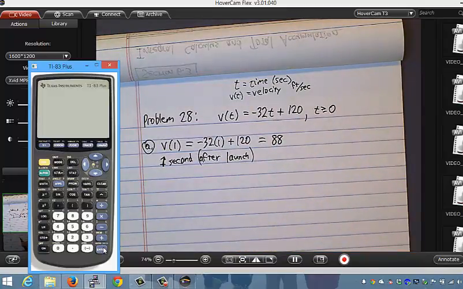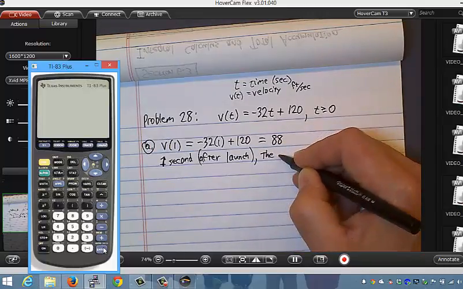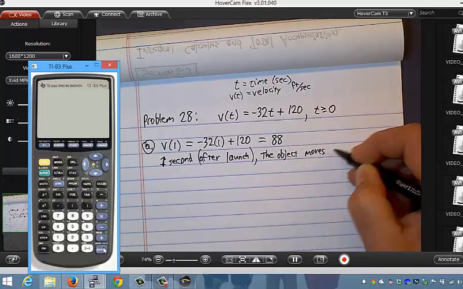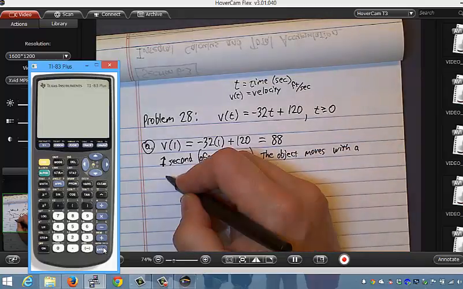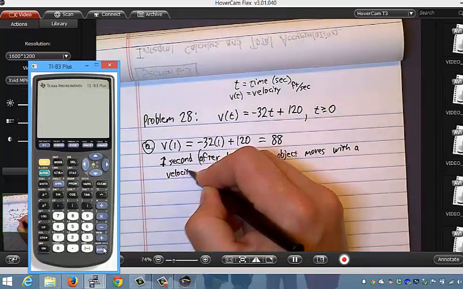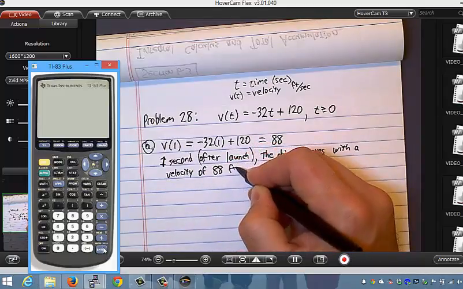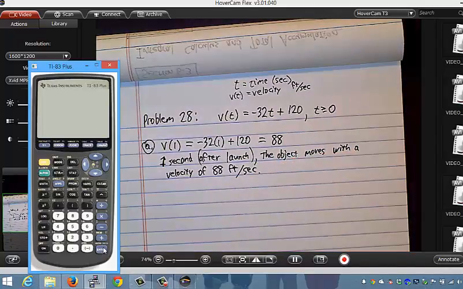1 second after the launch, okay, the object moves with a velocity of 88 feet per second. Okay? So that's why you interpret part A. All right, part B.